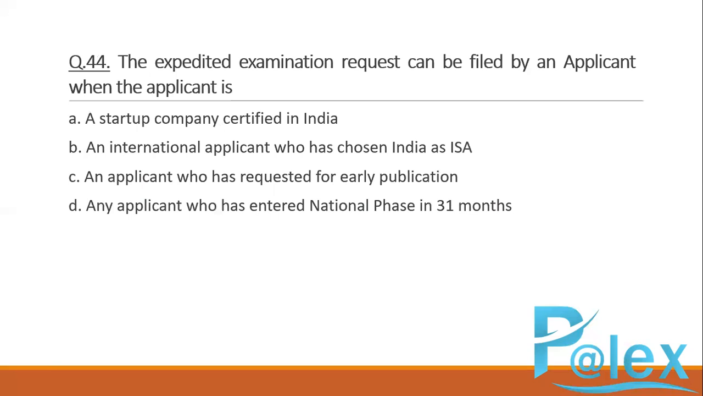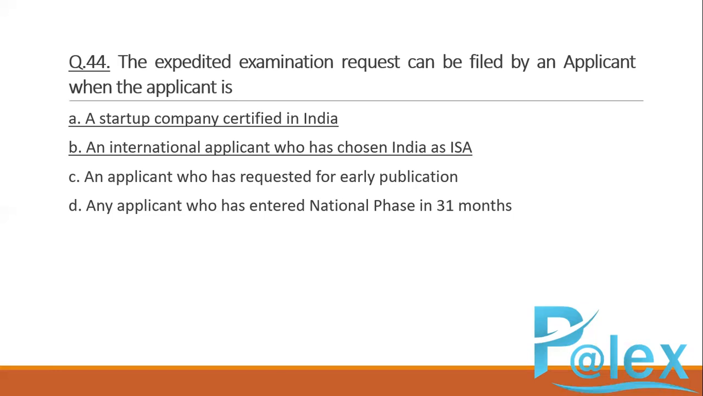Okay, now the expedited examination request can be filed by an applicant when the applicant is a startup company certified in India, international applicant who had chosen India as ISA, applicant who has requested for early publication, and applicant who has entered NP in 31 months. So the correct answer to this is A and B. Early publication doesn't give you the right to go for an expedited examination. Also, the national phase entry doesn't give you the right to expedited examination. So a startup company as well as an international applicant who had chosen India as ISA.